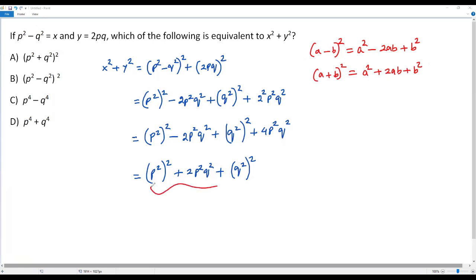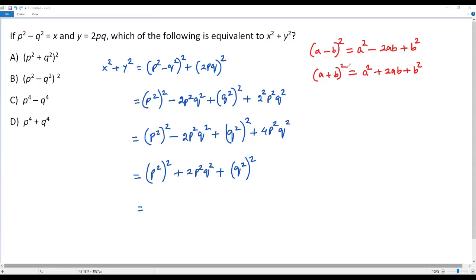Now let's consider the trinomial we have over here. This is exactly in this form, a square positive 2ab positive b square. At the place of a, we have p square. At the place of b, we have q square. So now what we can do is we can write this trinomial as a square of a binomial using this identity. For that, we have to use the stuff on the left side, that is a positive b the whole square. As I said earlier, for a, we have p square.